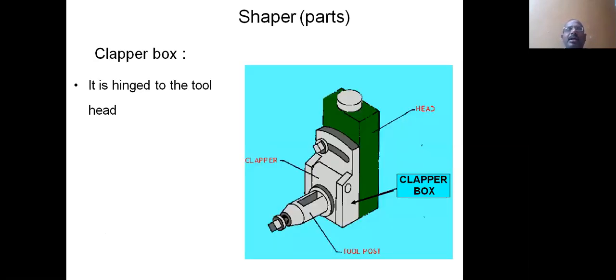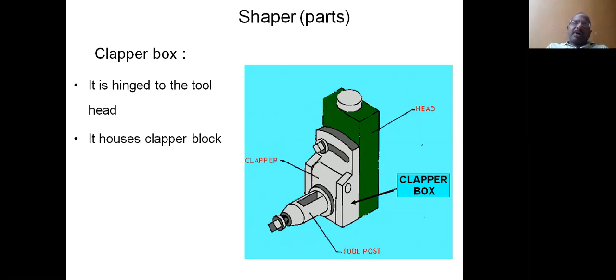So next one is the clapper box. It is hinged to the tool head. Observe carefully. Clapper box is a hinged element, hinged to that particular tool head. It houses a clapper block. So this particular one is the clapper block. The total unit is called the clapper box. The intermediate element is called the clapper block.